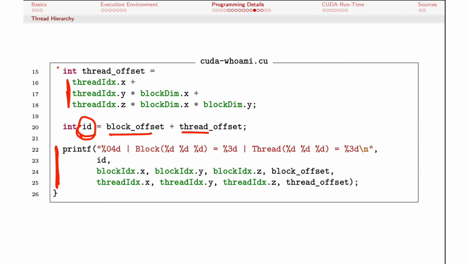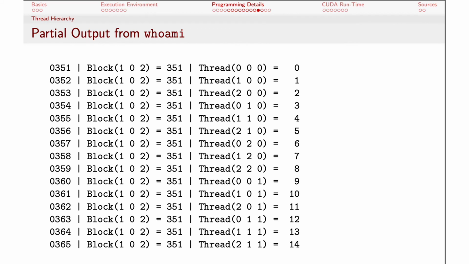What it's going to show is that calculated ID value, and then it's going to give us the details of the block index in all three dimensions, and then the calculated offset, and the values of the thread index in all three dimensions and the calculated offset. And remember that each line of the output here is coming from a single thread running this kernel. So here's an example of part of the output. These aren't coming out in any particular order. I didn't do any sort of sorting or anything like that. I just ran that code, and this is what shows up.